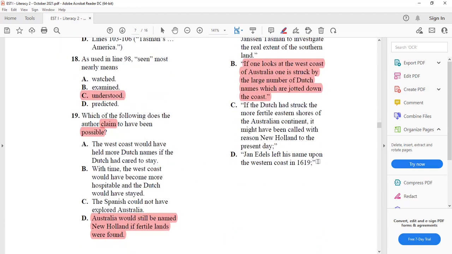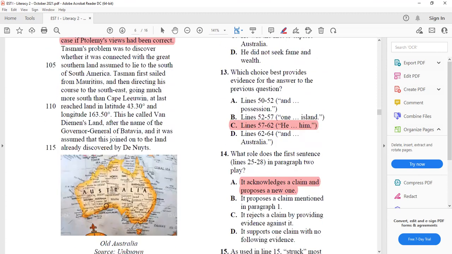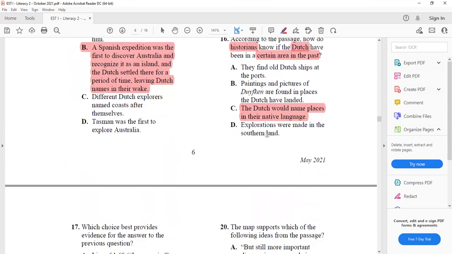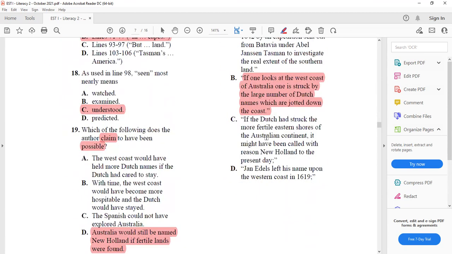Jan Edels left his name upon the western coast in 1619. Maybe he left his name, but here the map doesn't indicate anything related to the date. So the right answer is going to be B.